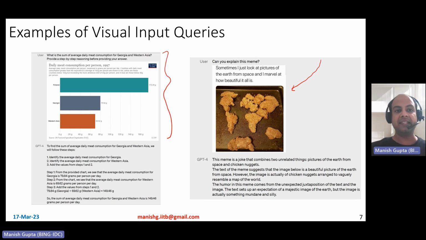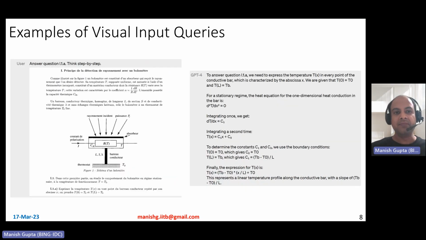So look at this plot and then tell me what is the sum of average daily meat consumption for Georgia and Western Asia. It basically gives you a step-by-step answer and reasoning about what is the right answer, right? In fact, you can actually use it in multilingual mode as well.